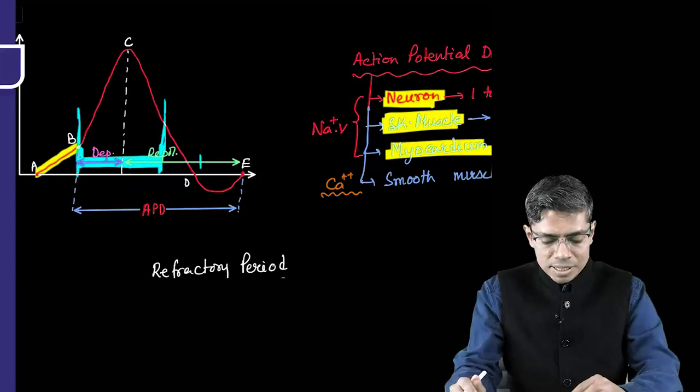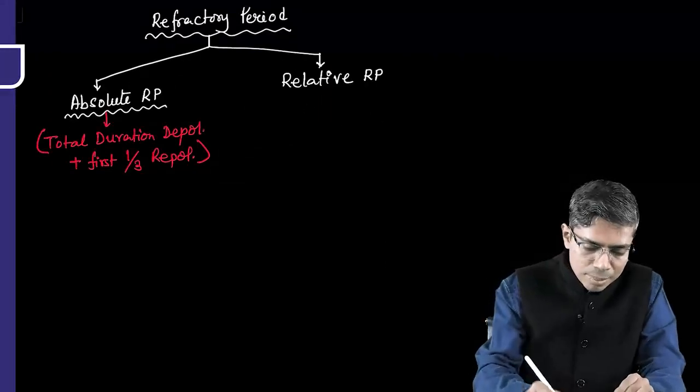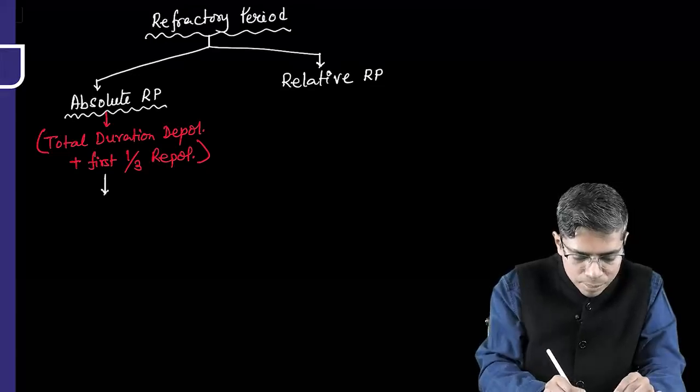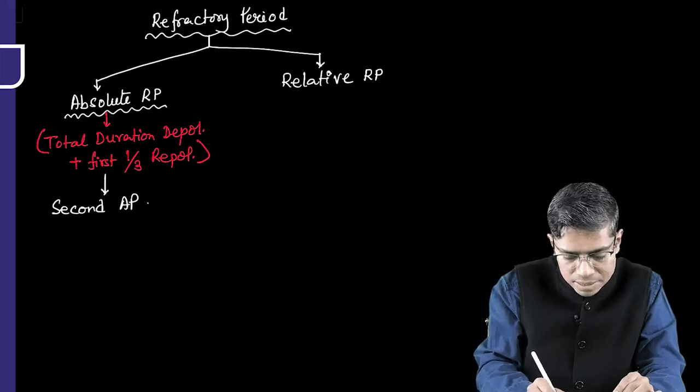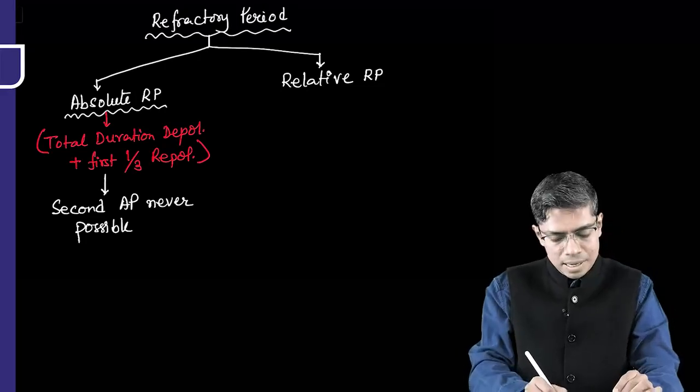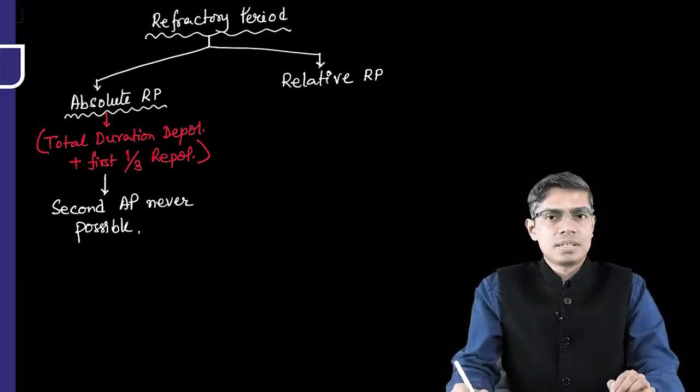So what is the meaning of absolute refractory period? The meaning is that a second action potential is never ever possible. A second action potential is never possible within this area. That's why this is known as the absolute refractory period.